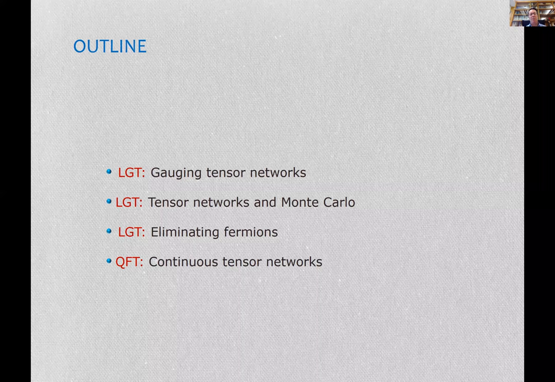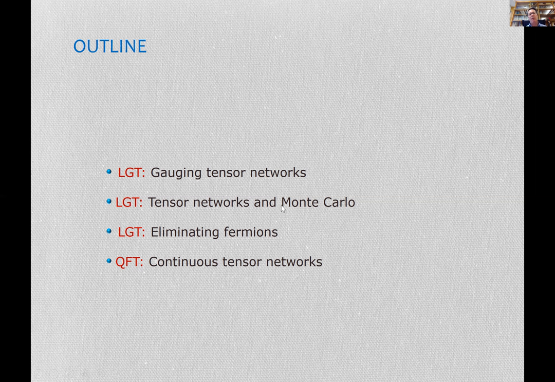Then I move on to talk about tensor networks and Monte Carlo. So how we hope to go to higher dimensions, to extend the methods of tensor networks from 1+1 dimension to 2+1 dimensions, and hopefully to 3+1 dimensions. Then I'll tell you something that I find interesting on its own. It's maybe not so much related to tensor networks, but it's definitely motivated by tensor networks: how you can get rid of fermionic degrees of freedom in lattice gauge theories.